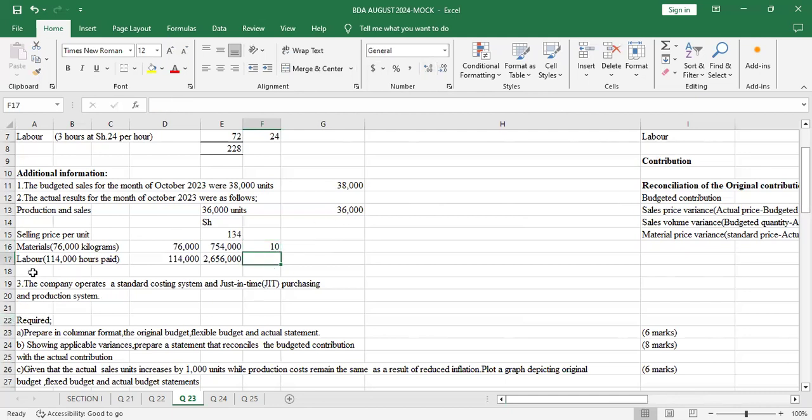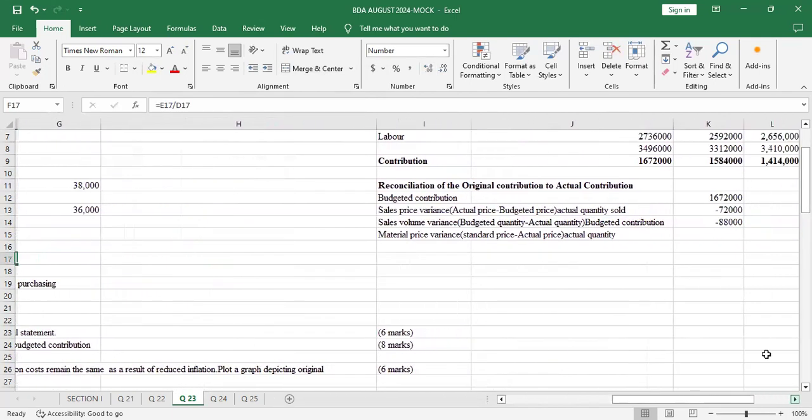And let me just calculate also for labor, the actual rate per hour. I'll pick that and divide by the number of hours paid. So I'll also reduce this, and it will give me 23. So it's okay, we can now do the workings.